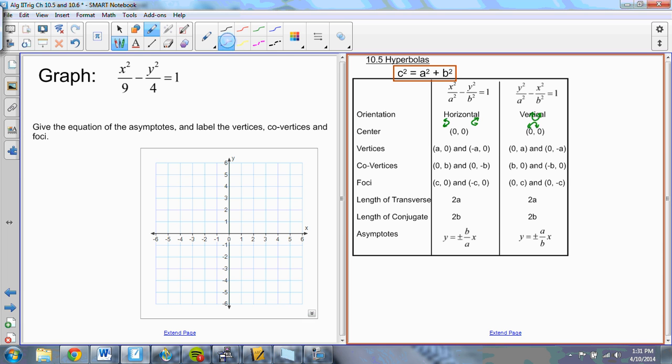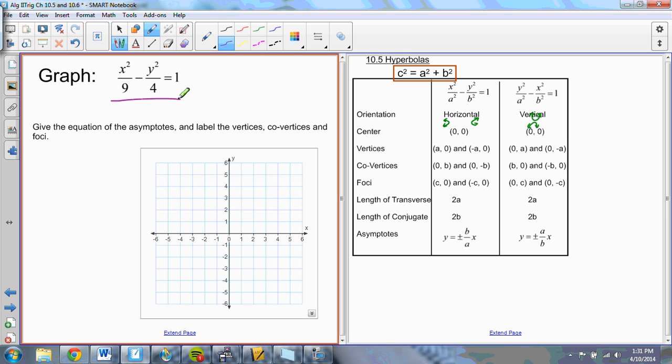Okay, here's my equation. Can hyperbolas be diagonal, so it's not horizontal or vertical? They can, and we're not going to do those, but they can.